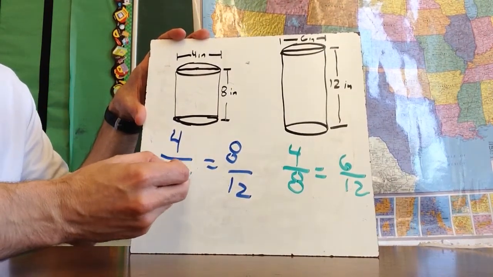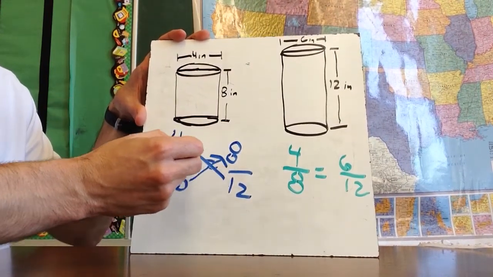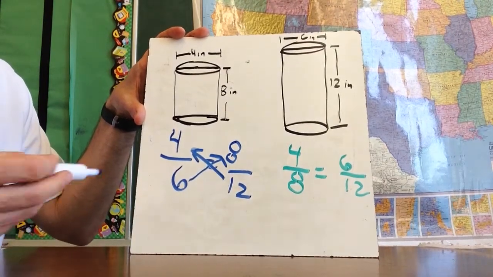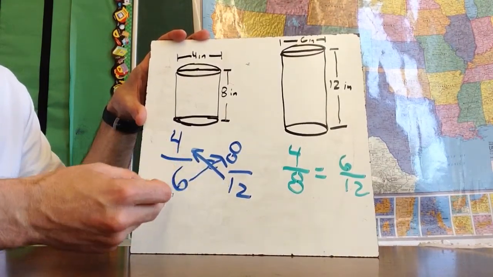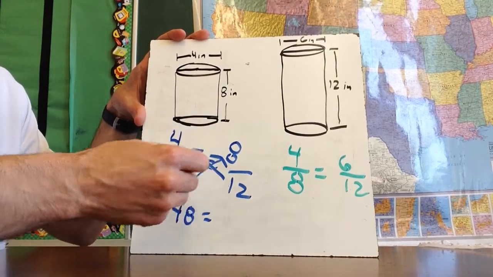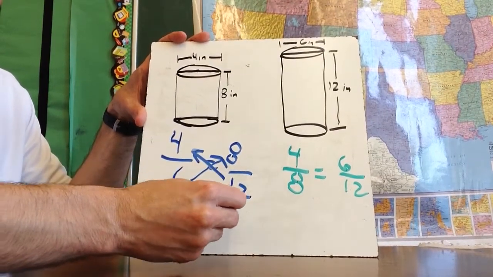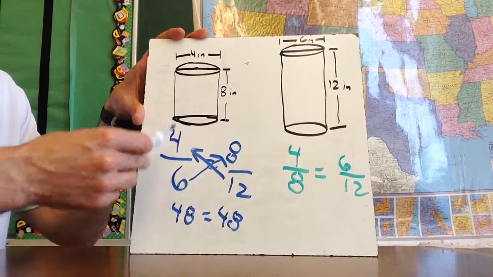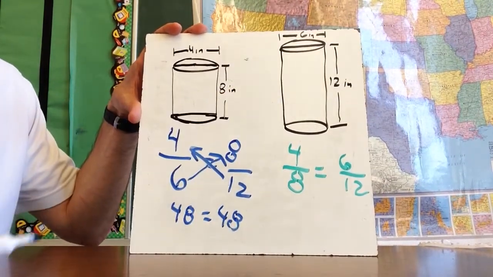If I cross multiply here, you'll notice that I'm going to end up getting 12 times 4 is 48 on this side, and 6 times 8 is 48 on this side. Since 48 does equal 48, it would tell me that these two cylinders are similar.